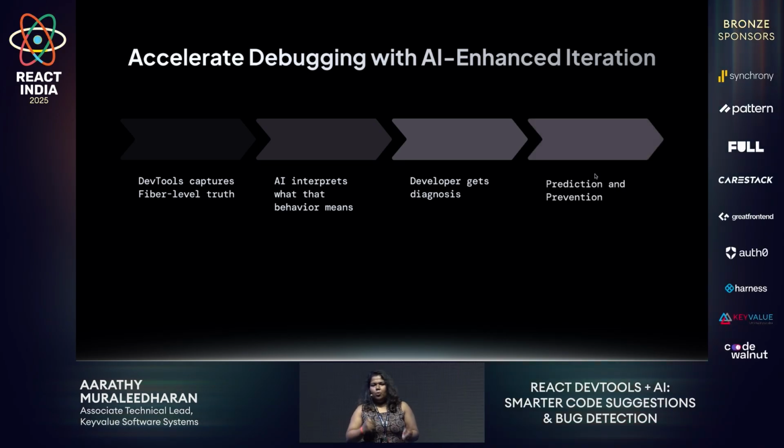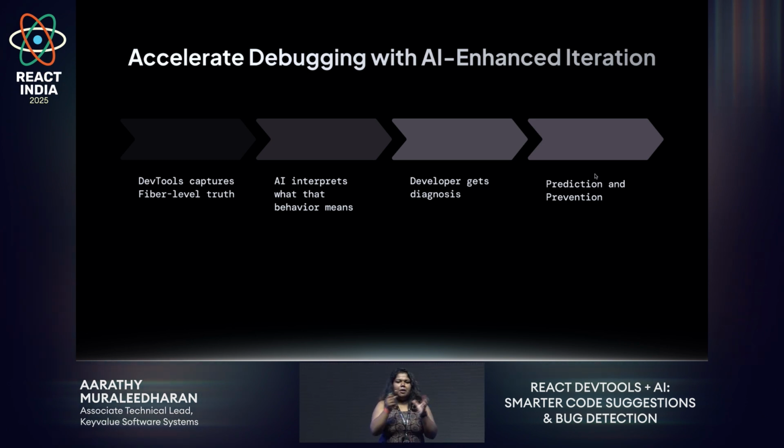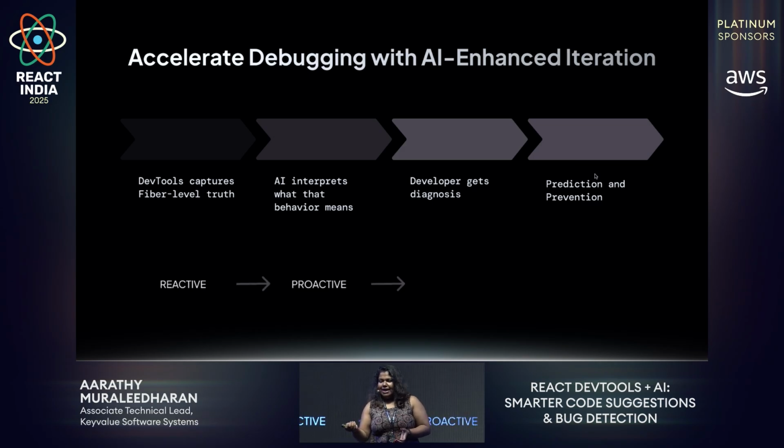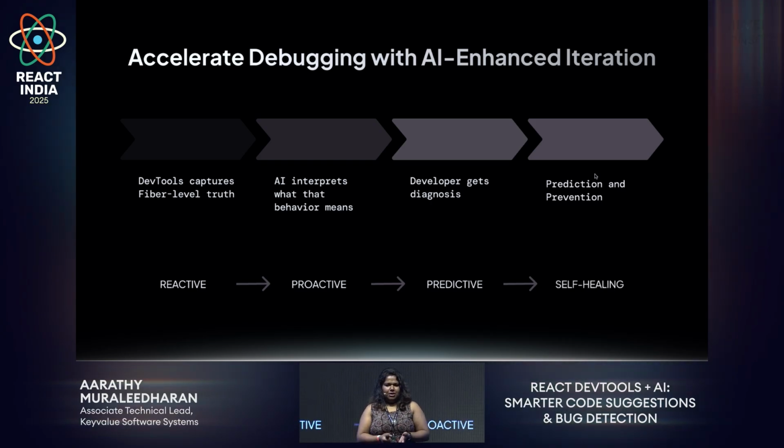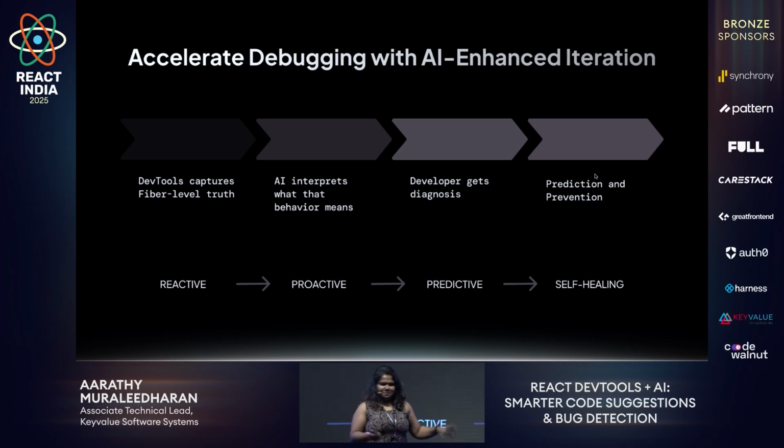Over time, by combining DevTools with AI, we can create a prediction and prevention model. So DevTools was basically reactive. We can convert it to proactive and later predictive. And at some point, or we can make use of that right now also, it will be a self-healing platform. With the help of DevTools with AI, as they are giving us patches for our bug fixes and all, we can make it a self-healing platform.